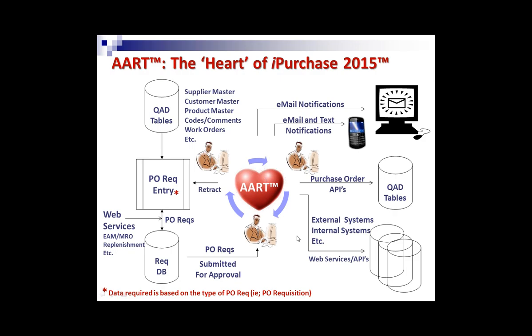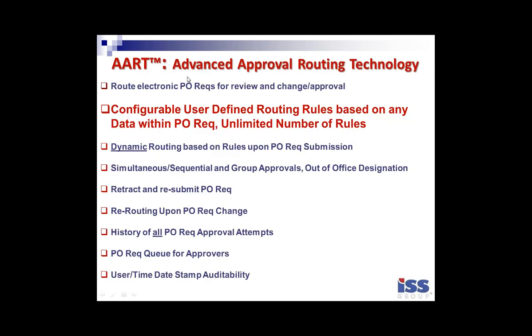We're going to talk a little bit more about ART right now. So ART stands for Advanced Approval Routing Technology. This is technology that we have developed at ISS Group. And what's most important is, of course, what I have here in big, bold, red letters, is that you, the end user organization, will create what we call configurable rules. The rules can be created based on any and all of the data within the PO requisition. So we're going to talk a lot more about that today.